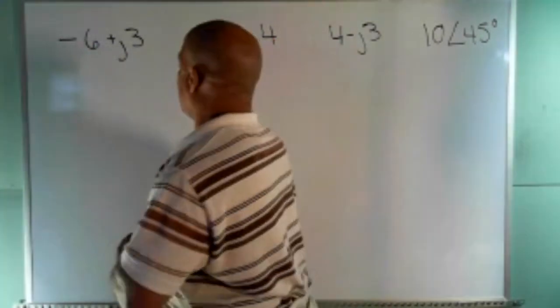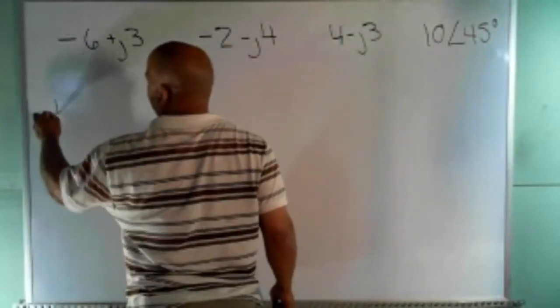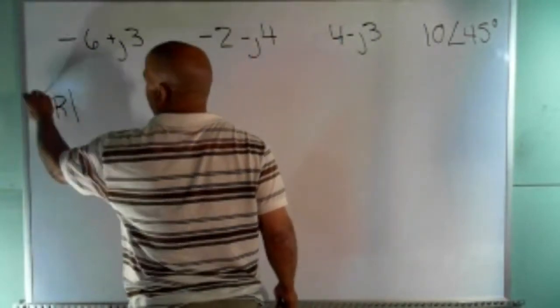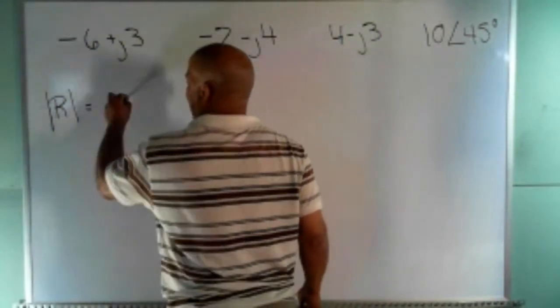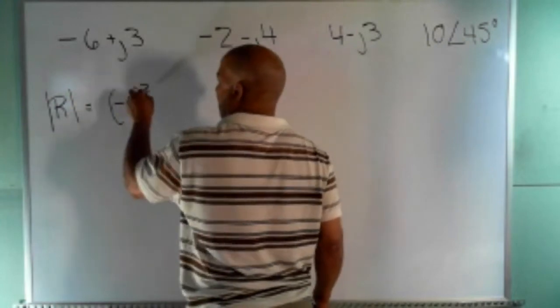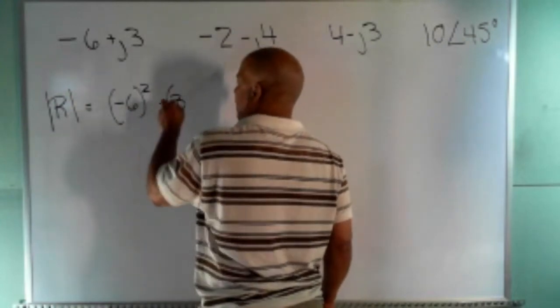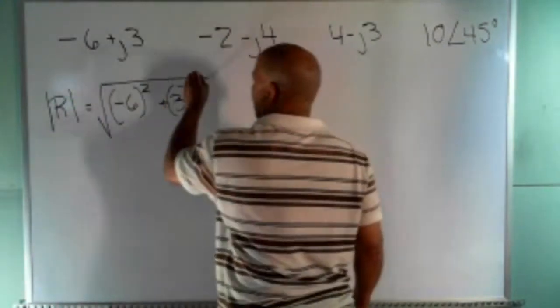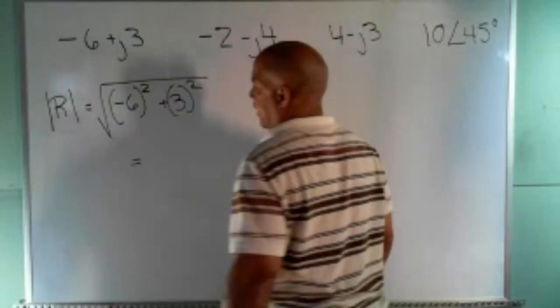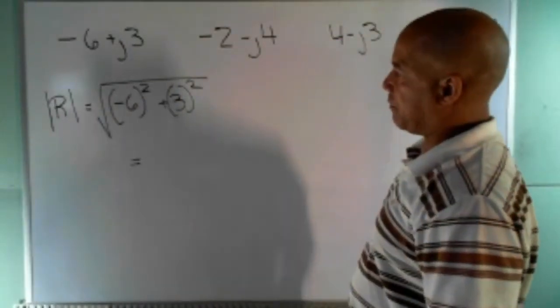So I'm gonna get my radius vector length. I'm taking minus six squared plus three squared, square rooted. Somebody tell me what you got for that. What'd you get for that?